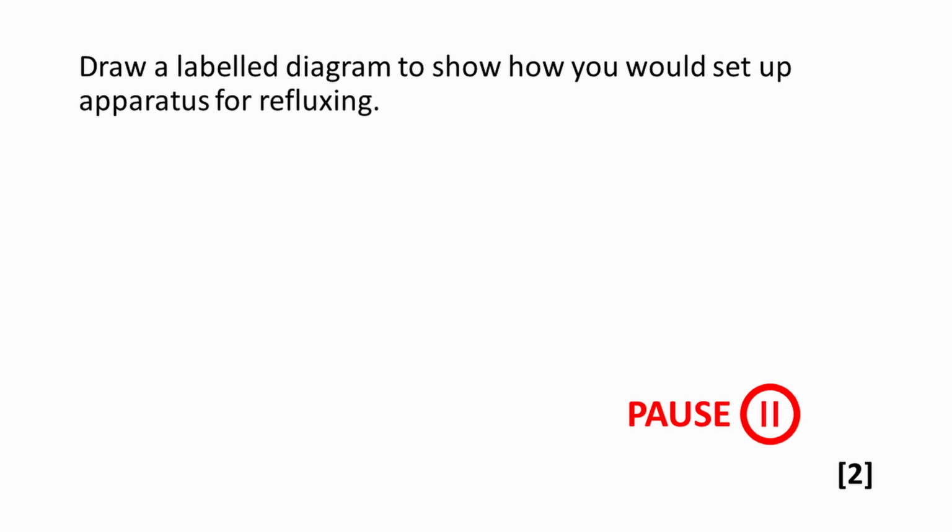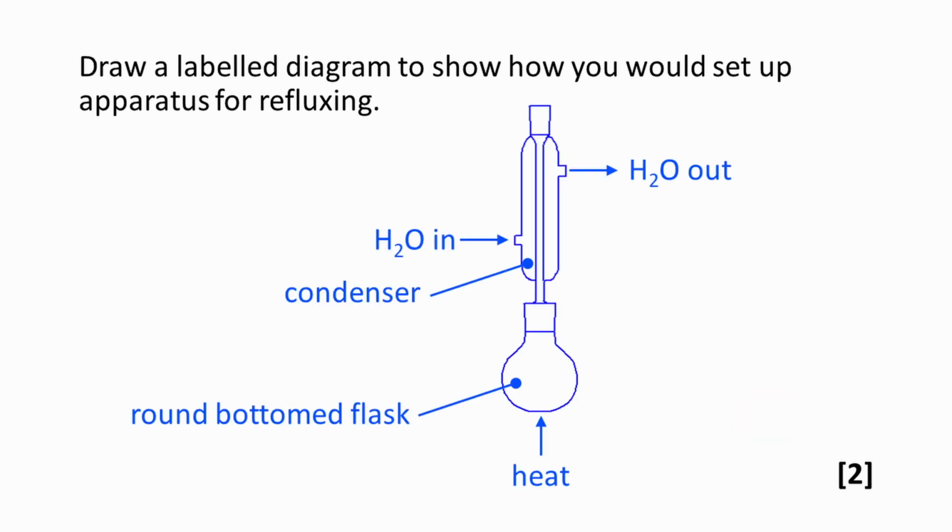Here's the next part of the question. Draw a labelled diagram to show how you would set up apparatus for refluxing. Draw diagrams with a sharp pencil and ensure that they are large and clear. Reflux is the continual boiling and condensing of a reaction mixture. Ensure that there are no gaps between the round bottom flask and the condenser.